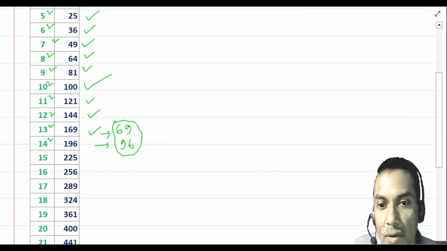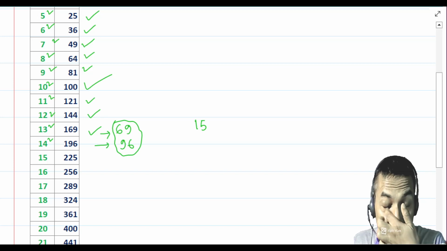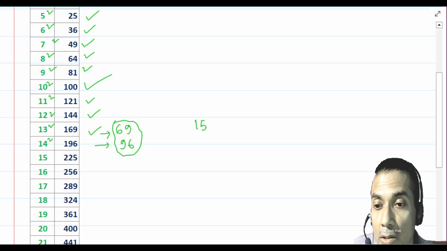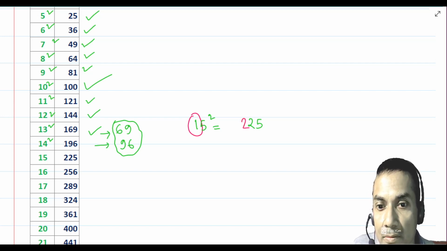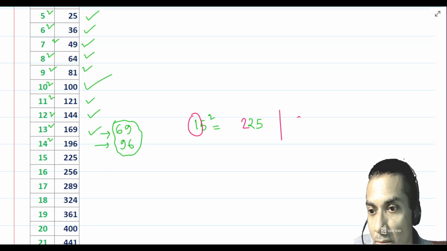Now how can you remember 15 square? See, for 15 square it is easy to remember. What you have to do? This is the shortcut when the unit place is 5. It is easy to find out the square. The method is, if it is 5, then you just write down 25, and here you consider 1. So 1 into 2 is 2, 225. Clear?